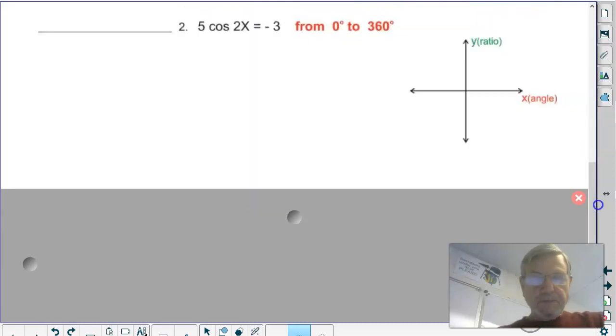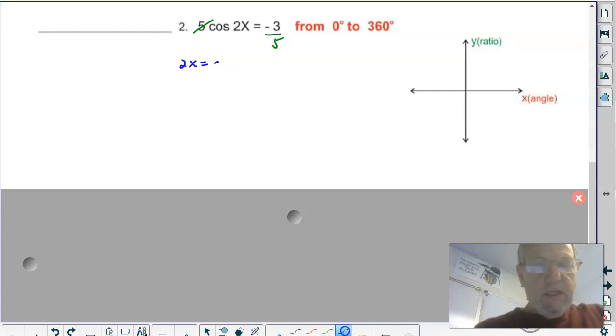Number 2. All right, let's note we're at the cosine. Note we're at from 0 to 360 for the domain. We need to isolate the cosine function, so we're going to divide both sides by 5. It is now at this point that 2x will equal cosine to the -1 of -3/5.